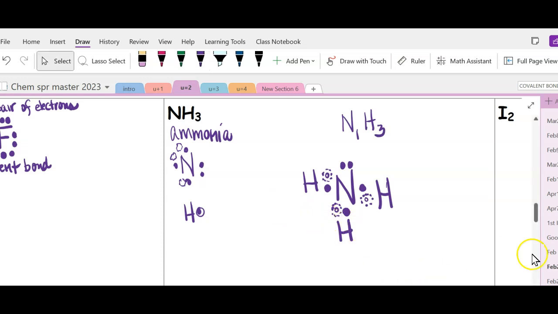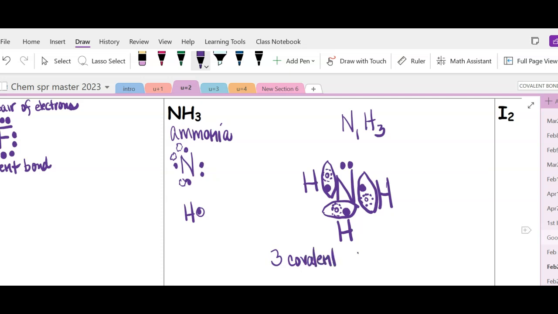So how many covalent bonds are there? Here's one. They look like they're in a pea pod, kind of, don't they? So 3 covalent bonds, 3 covalent hydrogen-nitrogen bonds are in ammonia.